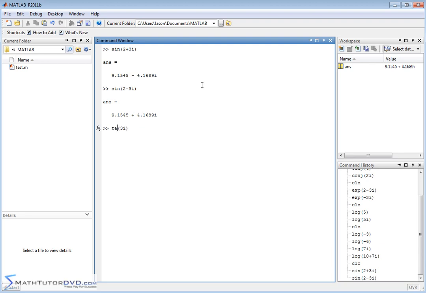Instead of sine, let's make this tangent, and it'll calculate the result here. So for instance, the answer we got here is pure imaginary. When we take the sine of 2 minus 3i, we had a complex result.